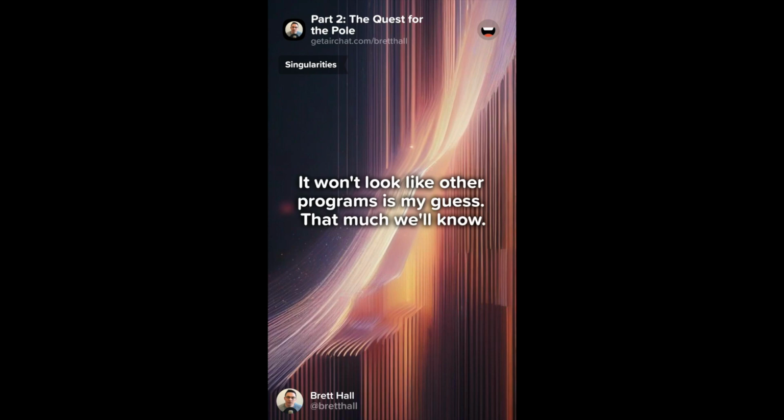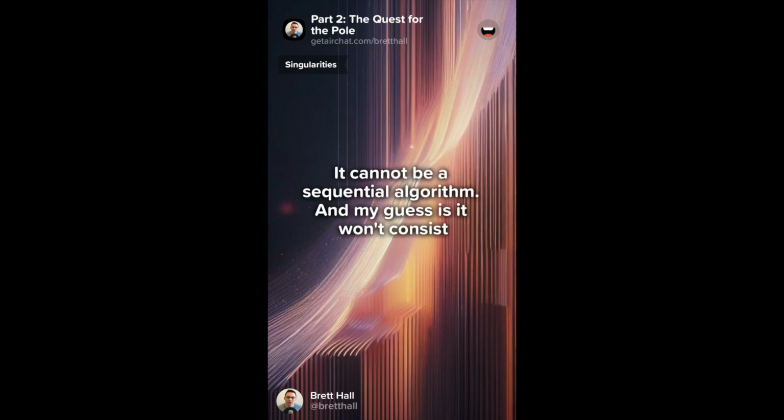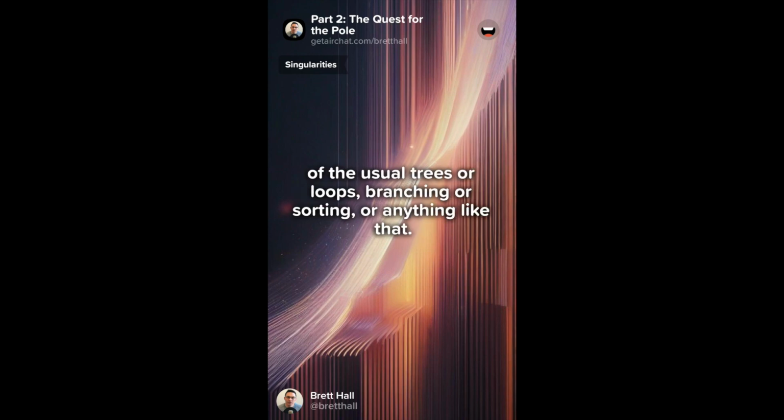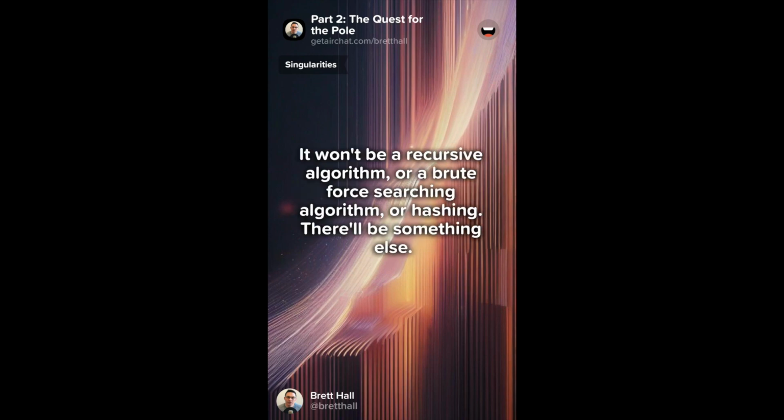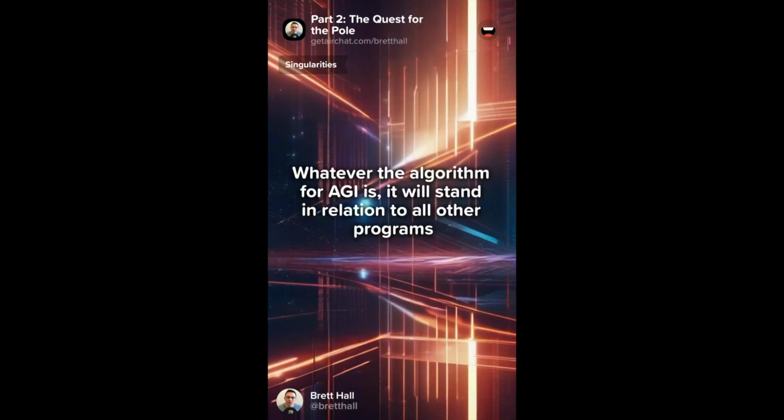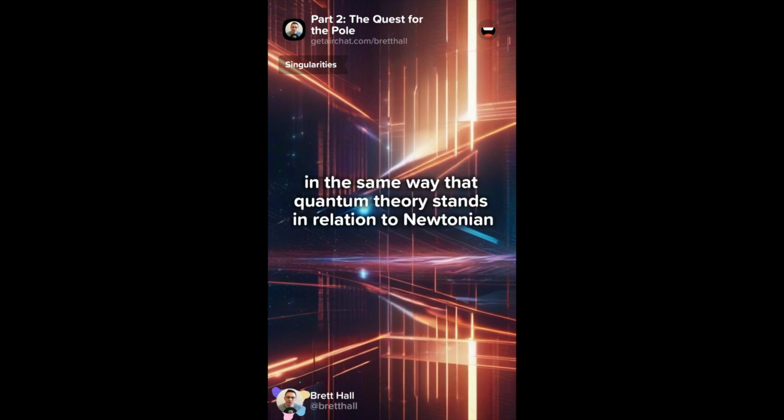It won't look like other programs, is my guess. That much we'll know. It cannot be a sequential algorithm. And my guess is it won't consist of the usual trees or loops, branching or sorting or anything like that. It won't be a recursive algorithm or a brute force searching algorithm or hashing. There'll be something else. Whatever the algorithm for AGI is, it will stand in relation to all other programs in the same way that quantum theory stands in relation to Newtonian mechanics.